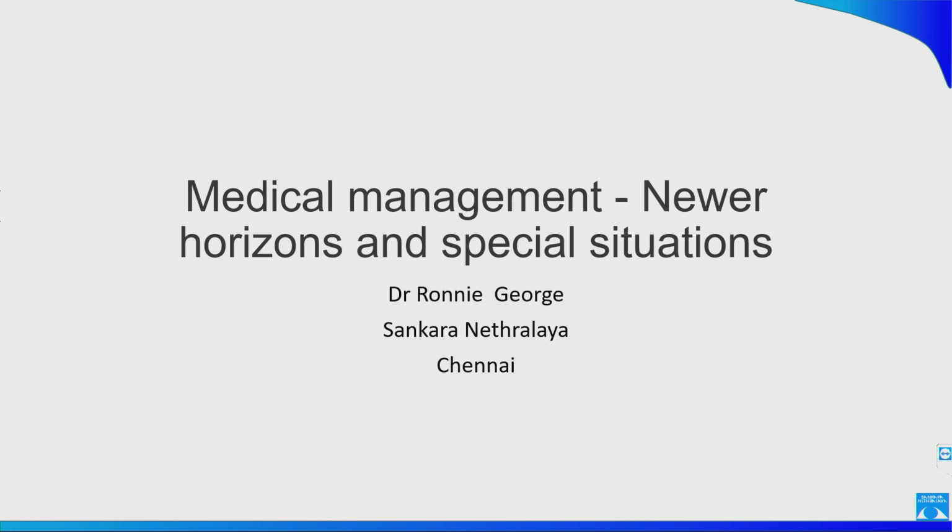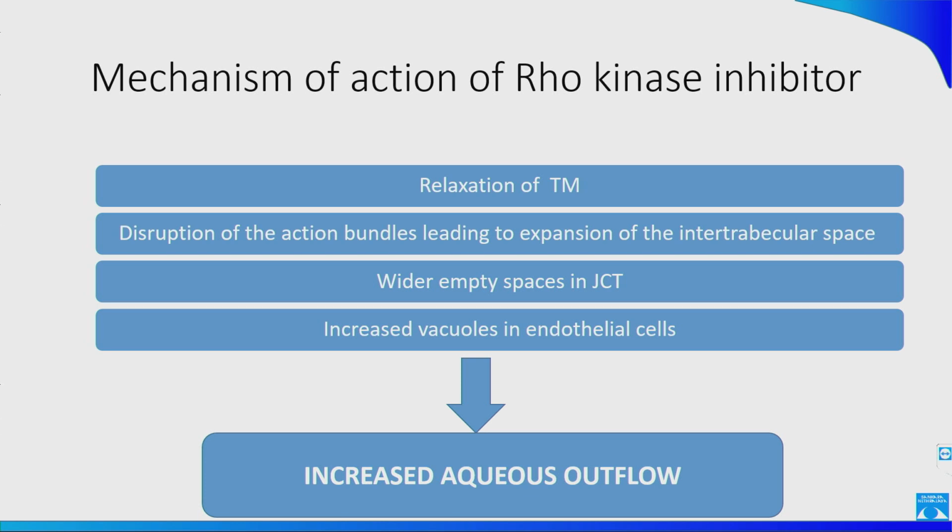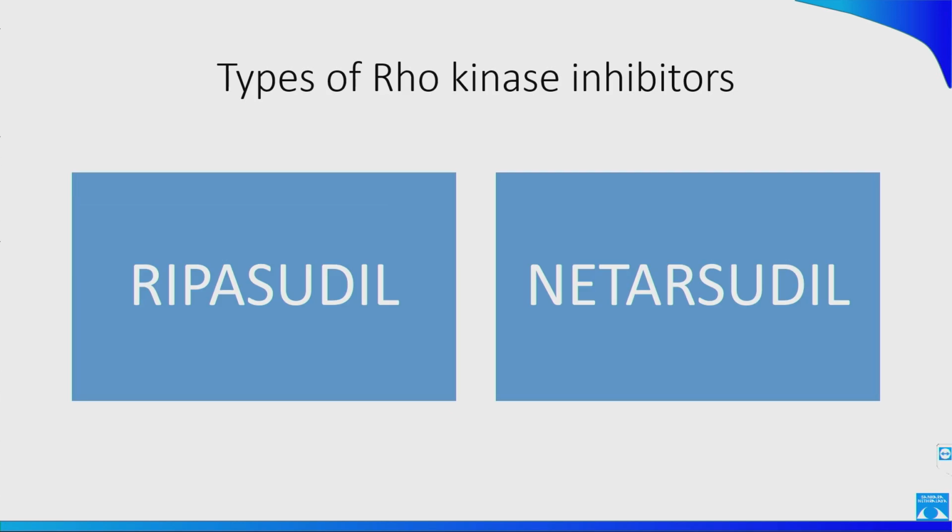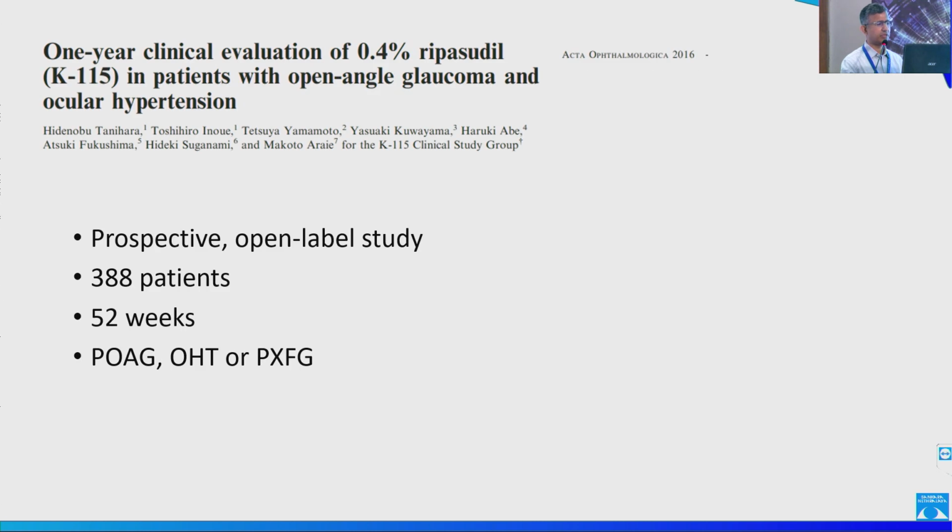Thank you, Dr. Girija. So I'm going to speak to you about a few of the newer drugs that are available to us, some that we're already using and some that are on the horizon, and also a few special situations where we have to be a little careful about medications. So we have been using Rho kinase inhibitors for about 1.5 years now, and we know that it works on the trabecular meshwork by increasing aqueous outflow. There are 2 of them available to us. I'll just briefly take you through the literature there.